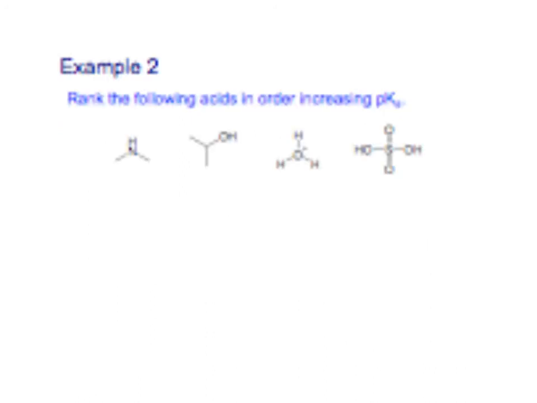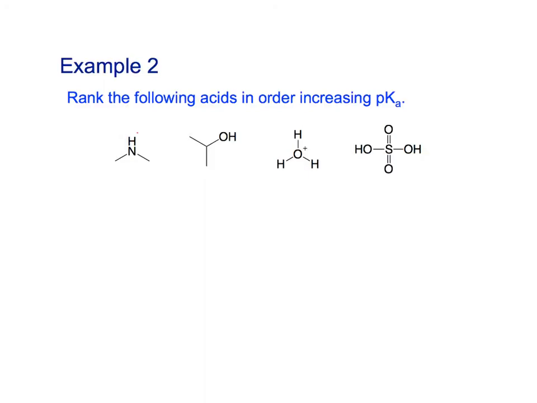Okay, let's rank these. Let's try to do these without drawing out the conjugate bases this time. So what do we have? We have hydrogen on a nitrogen. The other 3 have hydrogens on oxygen. So this is going to be 4, because that atom is less electronegative.